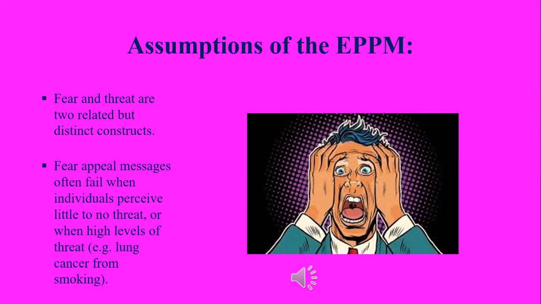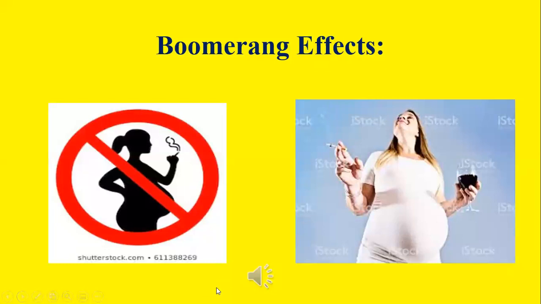Fear appeal messages often fail when individuals perceive little or zero threat, or when high levels of threat, like a fatal disease such as lung cancer from smoking cigarettes, are combined with the belief that the threat is unavoidable. Our text says the EPPM considers not only those fear appeals that succeed in prompting protective behaviors, but also those appeals that fail. Failure of an appeal leads either to message rejection or to a boomerang effect. The boomerang effect is when people continue the very behavior the appeal is targeting you not to do.